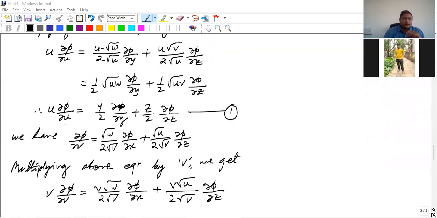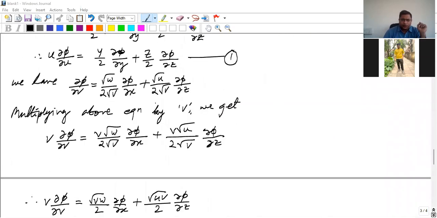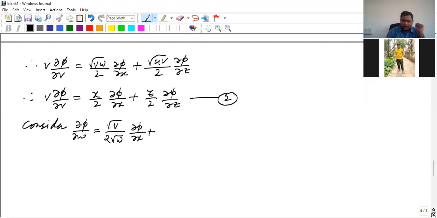Now, what we have to do is think of the derivative of φ with respect to w. So let us think. We have the derivative of x with respect to w and the derivative of y with respect to w. So these two derivatives we can replace. Consider ∂φ/∂w. Here we replace the derivative of x, so it will be root of v upon 2 root of w ∂φ/∂x, and we replace y, so it is going to be root of u upon 2 root of w ∂φ/∂y. Okay, so these are the values that we replace. Please check.